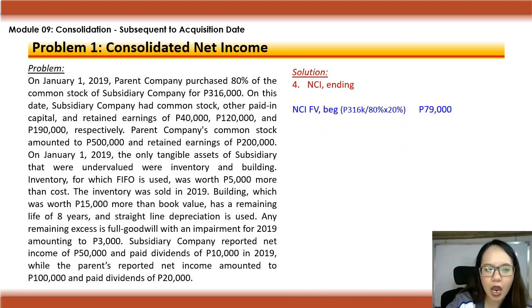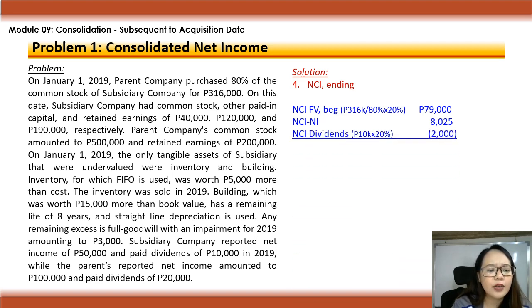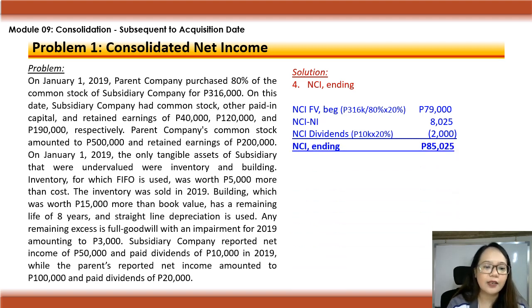So, paano siya? The NCI at fair value, 316,000 over 80% times 20%, 79,000. NCI net income, yung kinompute din natin kanina, 8,025. Then your NCI dividends is 10,000 na dineclare ni subsidiary times the percent ni NCI. Ang na-receive na dividends ni NCI ay 2,000. So your NCI ending is just simply 85,025. That's it.